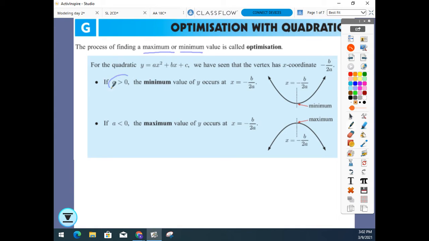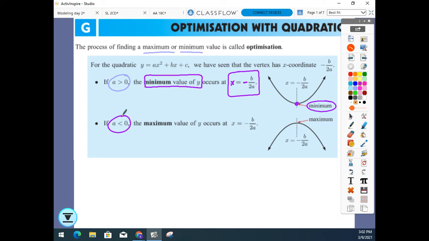If a is greater than 0, so that means that the parabola is facing upwards, you're going to see a minimum at the vertex. Now, what's important is the minimum is the y value, and it occurs at the x value. So remember, this is the x coordinate of the vertex, the opposite of b over 2a. So we say the minimum value itself is the y value, and it occurs at the x value.